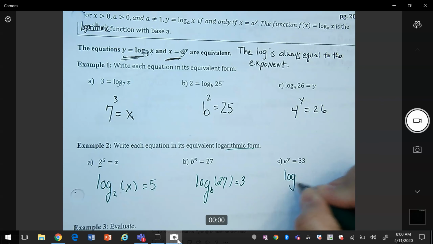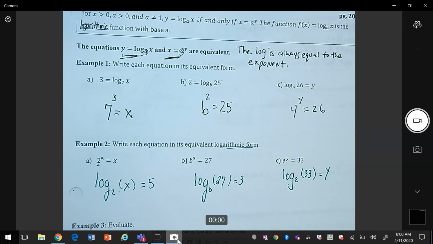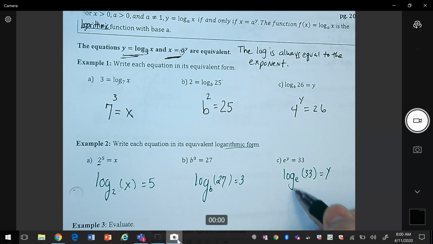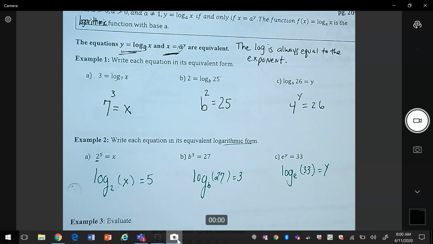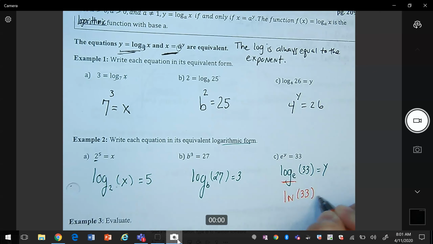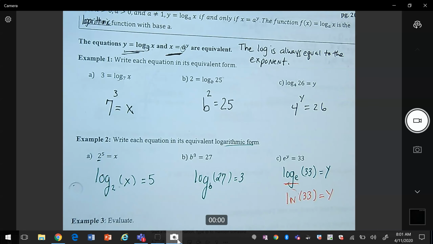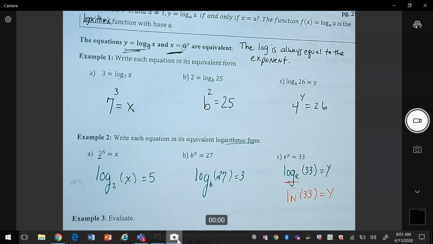And then here we have log. My base is e. The log is equal to the exponent. My exponent is y. 33. So log base e is a special logarithm. And so anytime we see log base e, this is going to be a natural logarithm, which we'll talk about in a few minutes. So from now on, if you see log base e, we can write it as ln 33 is equal to y. So log base e is going to be replaced by ln. And we'll get into more details in a little bit.